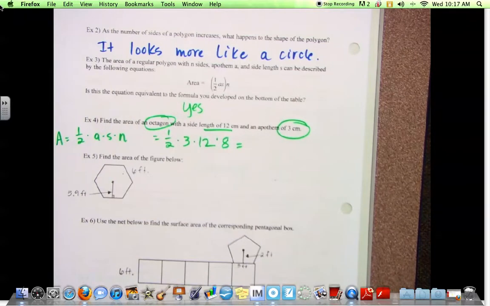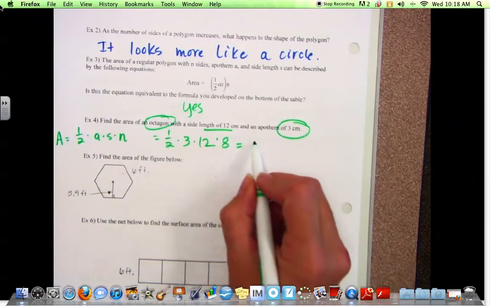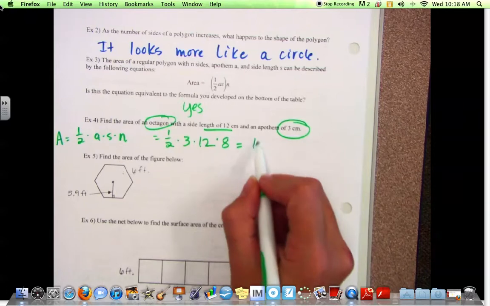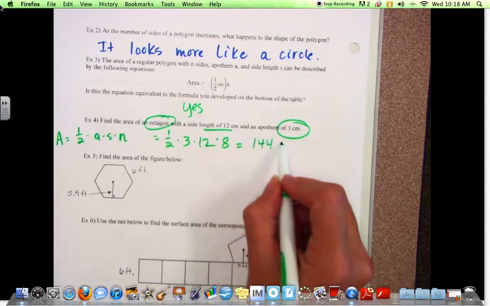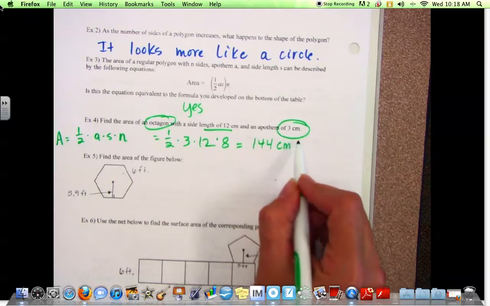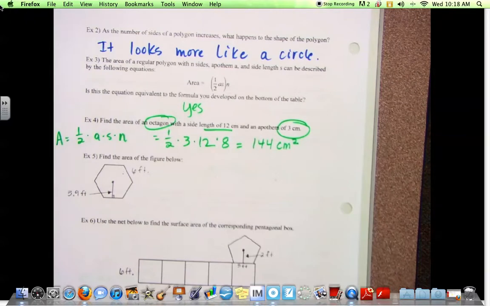So 1/2 times 3 times 12 times 8 gives us what? 144. Units? Centimeters squared, because we're finding area.